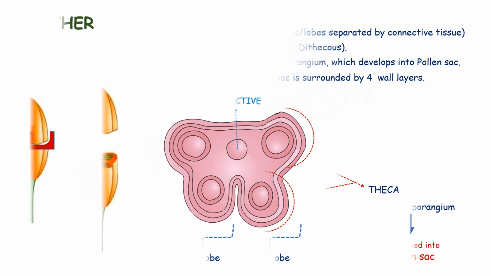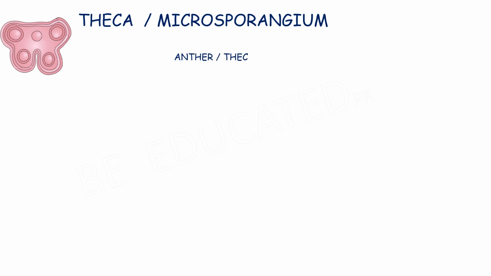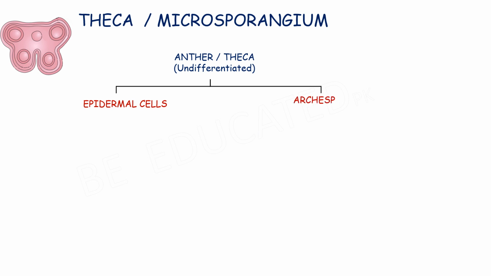Now focus on the theca. Theca is also called microsporangium. This theca or anther is immature or undifferentiated till now. For maturation, undifferentiated theca cells produce two types of cells: first epidermal cells, second archesporial cells. Epidermal cells produce only epidermal cell types, but archesporial cells produce two types of cells: first parietal cells, second sporogenous cells.